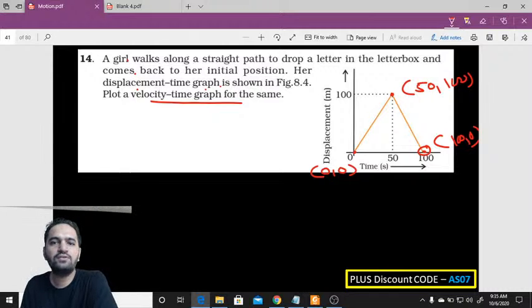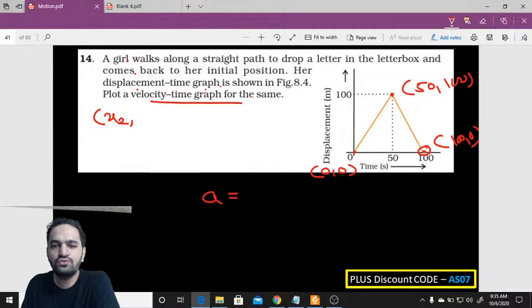Okay, so let us try to find out acceleration and all these things. Acceleration for the first case, this one. That is 50, 100 and 0, 0. So you have x2, y2 and you have x1, y1. x1, y1 is 0, 0 for the first case and the second one is 50, 100.